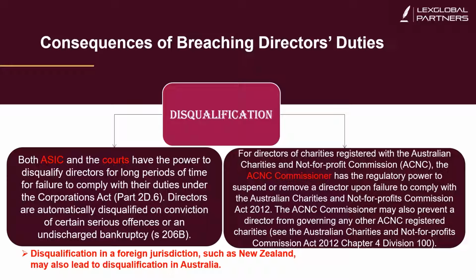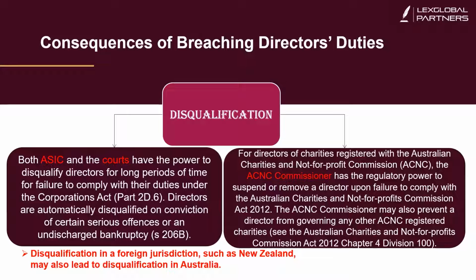So both ASIC and the courts have the power to disqualify directors for long periods of time for failure to comply with their duties under the Corps Act, or directors are automatically disqualified on conviction of certain serious offenses or an undischarged bankruptcy. You can't be a director when you're a bankrupt, or you haven't disclosed it. If you have a history of bankruptcy, you have to disclose it.